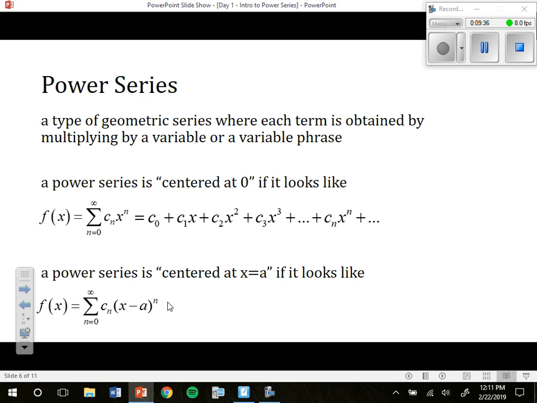You can think about this like the quadratic, y equals x squared. Where is that centered? 0. If you do x minus 4 squared, where is it centered? You move to the right 4 and now it's centered at 4. Does that make sense? So that's where that x minus a comes in. So then you get c sub 0 plus c sub 1 times x minus a plus c sub 2 times x minus a squared. So you just substitute the x's with x minus a's. What's the power series?